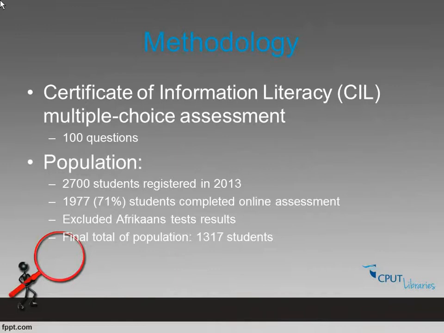So in 2013, which was the first year that we had this short course, we had 2,700 students doing it. And out of them, 71% actually completed the online assessment. So we excluded the Afrikaans test because we have the test in English and Afrikaans, and you can't compare item analysis across languages. You can do it within a language, because it is about how your question is written, how students understand it. In the English version, they might be completely confused as to what you are asking, but in Afrikaans it might be very well written, or the other way around. So you can't mix languages if you have a test in more than one language. And so at the end, the data that I had was 1,317 students.